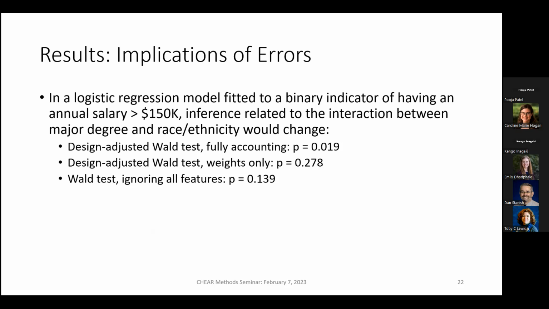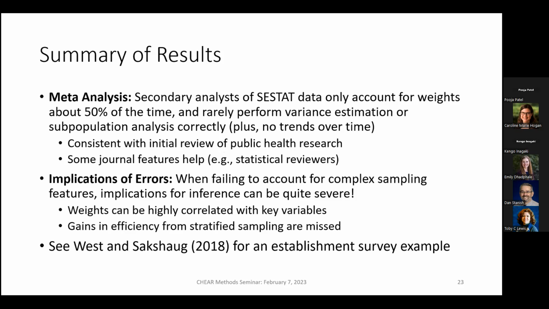Same thing applies to regression. Okay, so this just summarizes everything we just went through. For the sake of time, I'm not going to go through all this in detail, but meta-analysis suggests it's a problem. There can be severe implications of failing to account for these design features. Not always, but there can be.